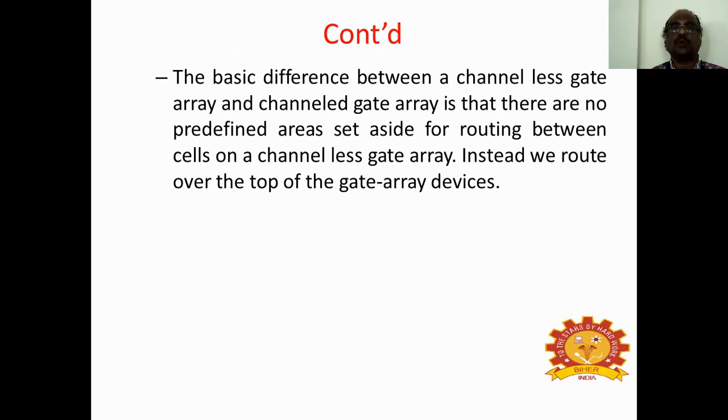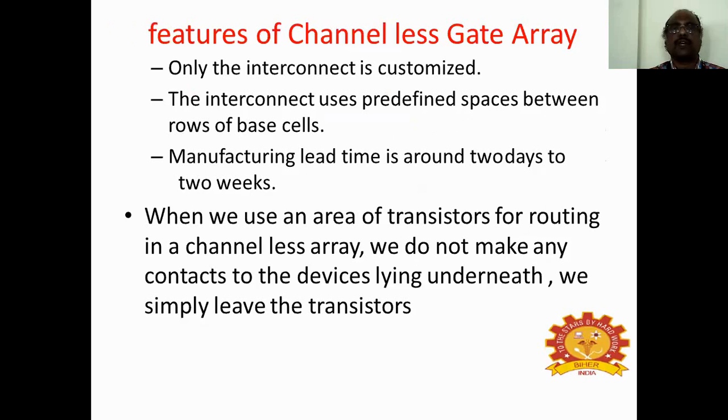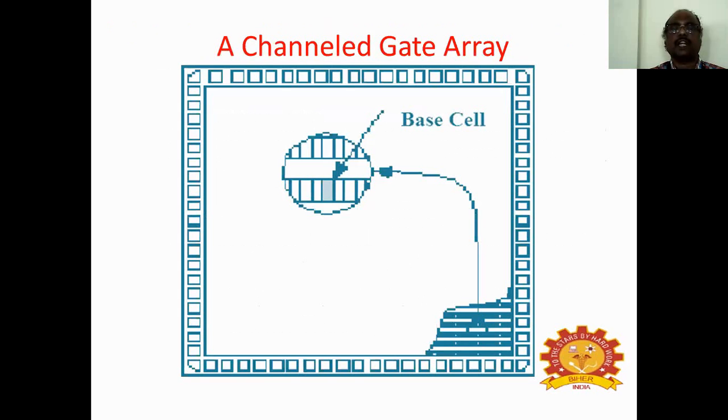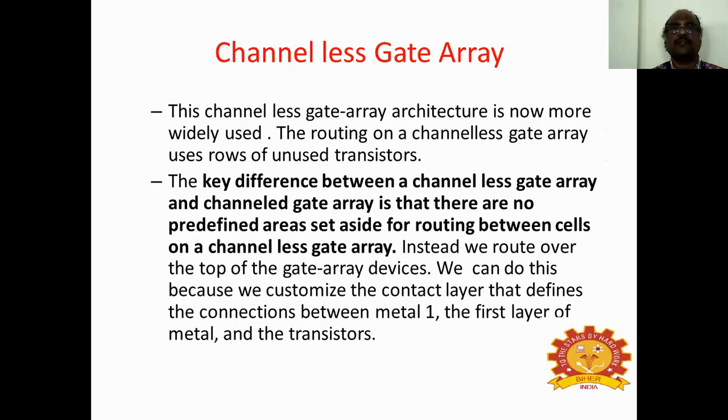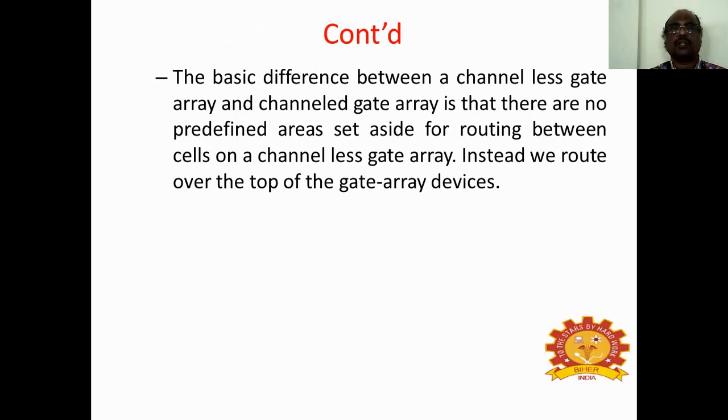Instead, we route over the top of the gate array devices. From this diagram, we find there is no space between the rows of the base cells, whereas in the channeled gate array, we find some free space between them, so the interconnection is done in the space between the base cells. In the channelless gate array, the routing is done on top of the gate array design. So there is no predefined area set aside for routing between the cells on a channelless gate array, whereas there are predefined areas set aside for routing in the channeled gate arrays.